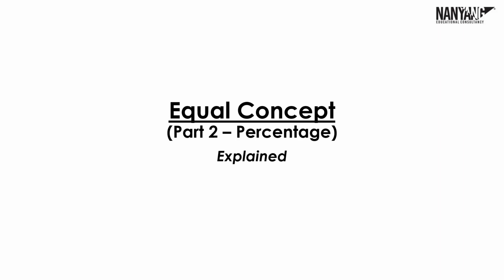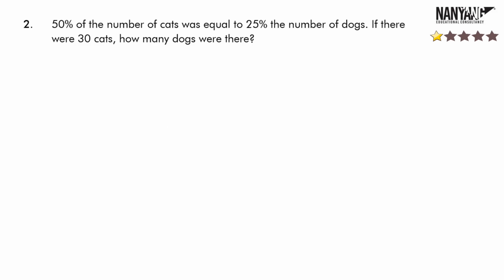Now that we have learned how to do the questions, let's attempt another one. 50% of the cats was equals to 25% of the dogs. If there were 30 cats, how many dogs were there? Feel free to pause the video and attempt the question. You can resume once you are ready.